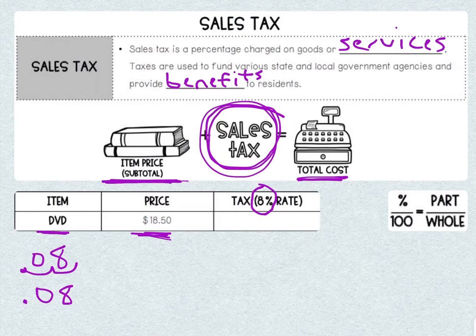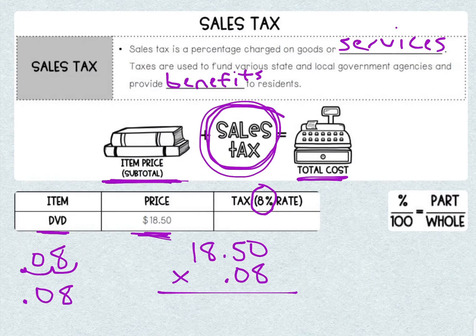And all we have to do is multiply. So we can take our $18.50 and multiply it by 8 hundredths. 8 times 0 is 0. 8 times 5 is 40. 8 times 8 is 64, plus 4 is 68. 8 times 1 is 8, plus 6 is 14. Now remember, you don't move your decimal straight down like you do when you add and subtract. With multiplying, we have to count how many decimal places there are.